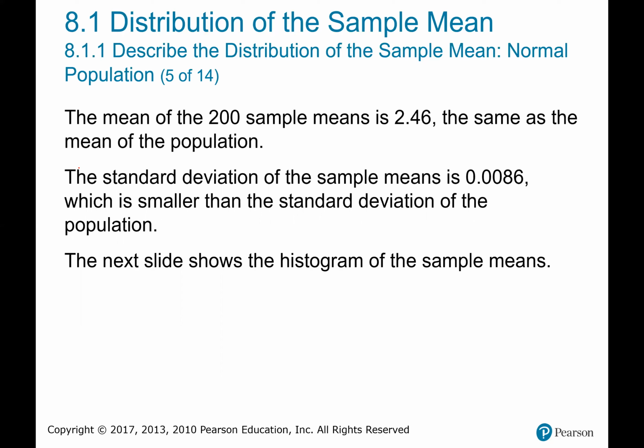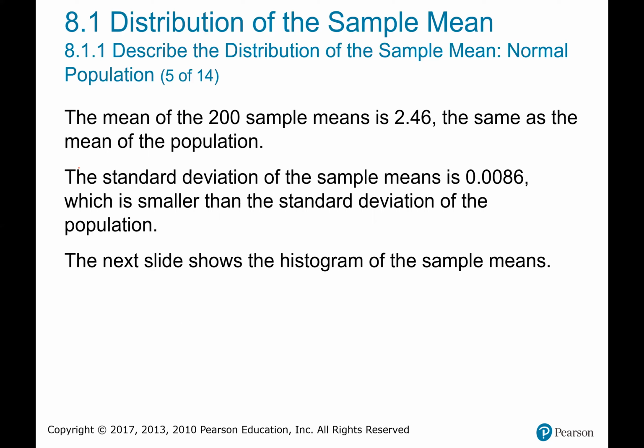Keep that in mind. The standard deviation of a sample mean is going to be 0.0086. This is smaller than the standard deviation of the population. So what's my conclusion here so far? The mean of the sample mean is the same as the mean of the population, and the standard deviation of a sample mean is smaller than the standard deviation of the population.